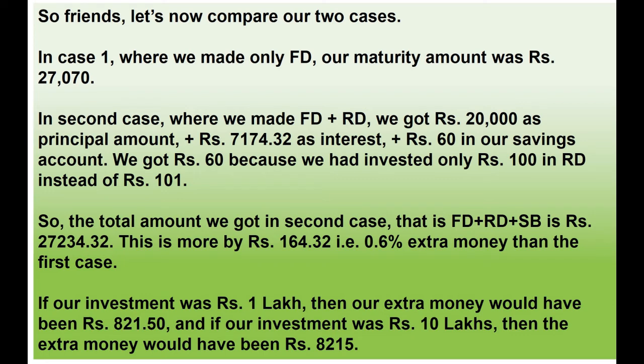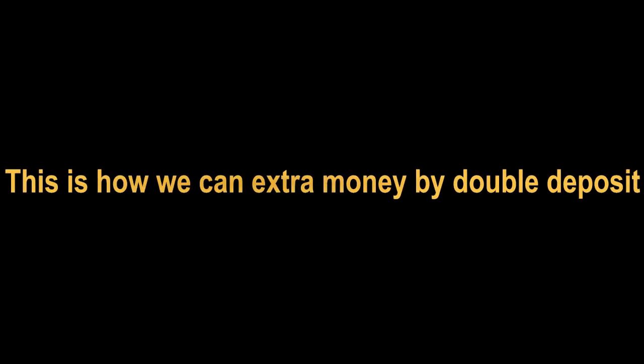If our investment was 1 lakh rupees, then our extra money would have been 821 rupees and 50 paise, and if our investment was 10 lakh rupees, then the extra money would have been 8,215 rupees. This is how we can earn extra money by making double deposit.